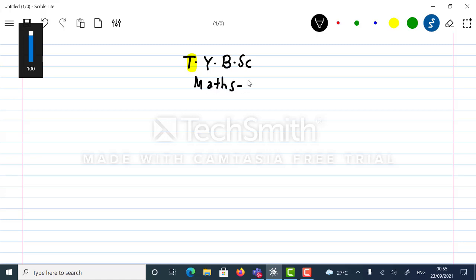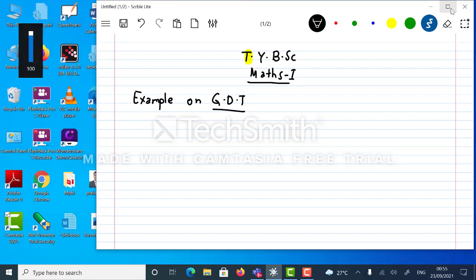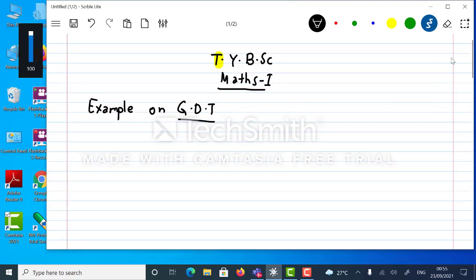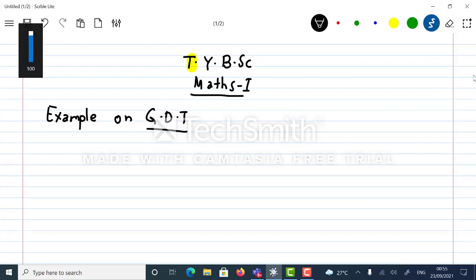In this lecture, we will solve examples based on Gauss divergence theorem. In the last lecture, we have already seen the Gauss divergence theorem, and we have even solved a problem based on it. So in today's session, we will explore a few more numerical questions based on Gauss divergence theorem. So the question is as follows.